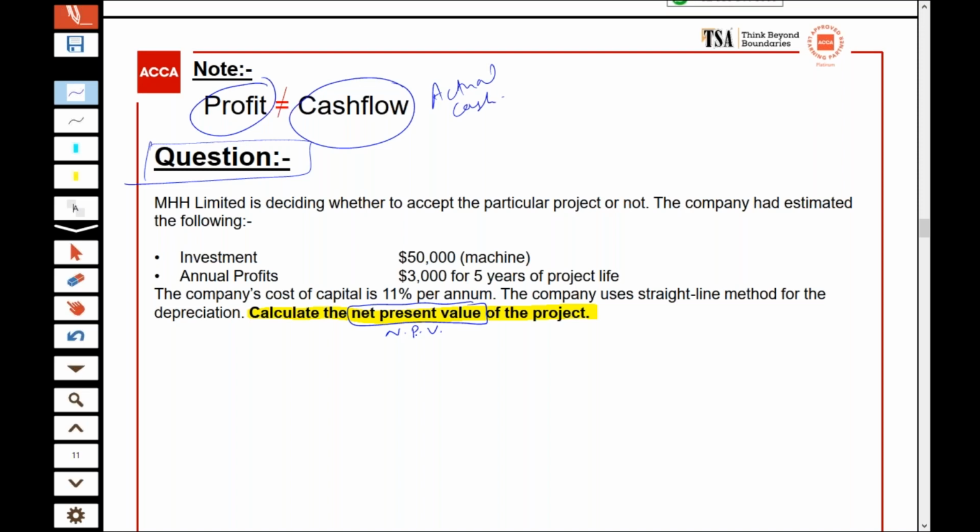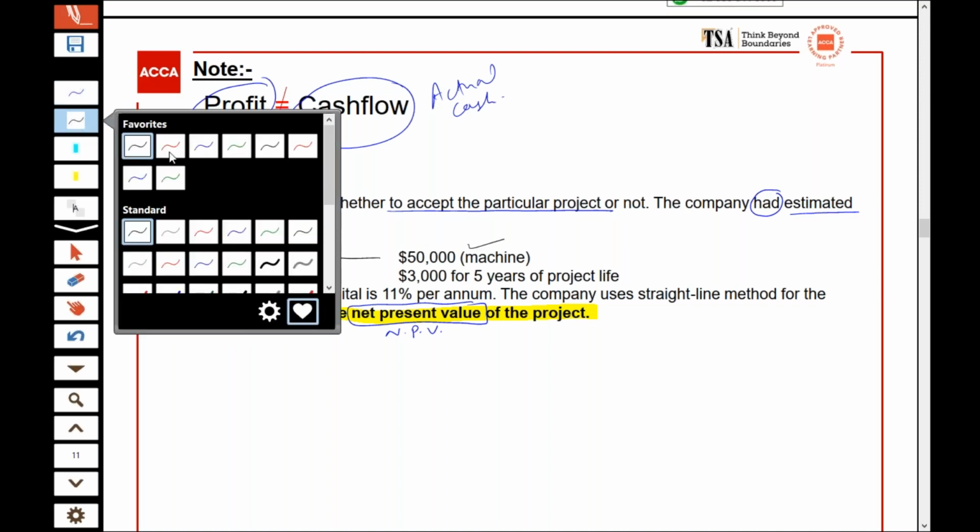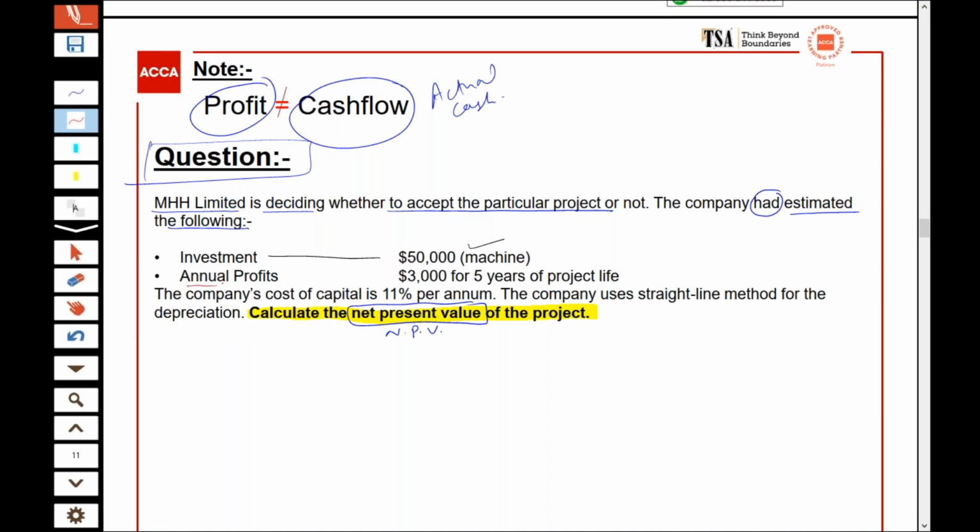Now what has been written here? MHH Limited is deciding whether to accept a particular project or not. The company has estimated the following: investment of 50,000, that is in machines. Annual profit of 3,000 for 5 years of project life. The company's cost of capital is 11% per annum, and the company uses the straight line method for depreciation.